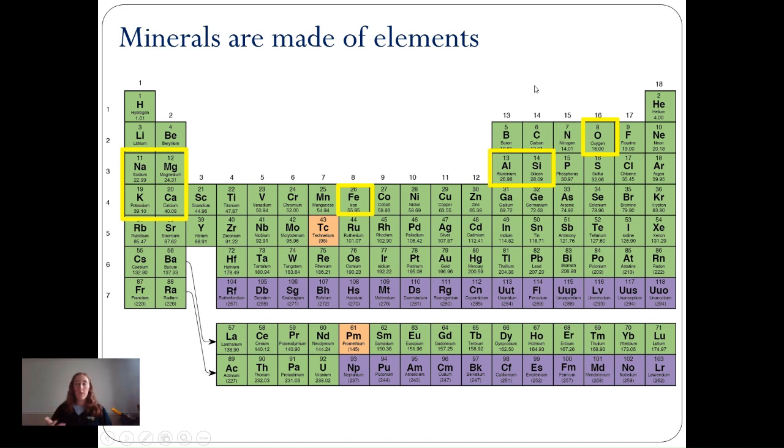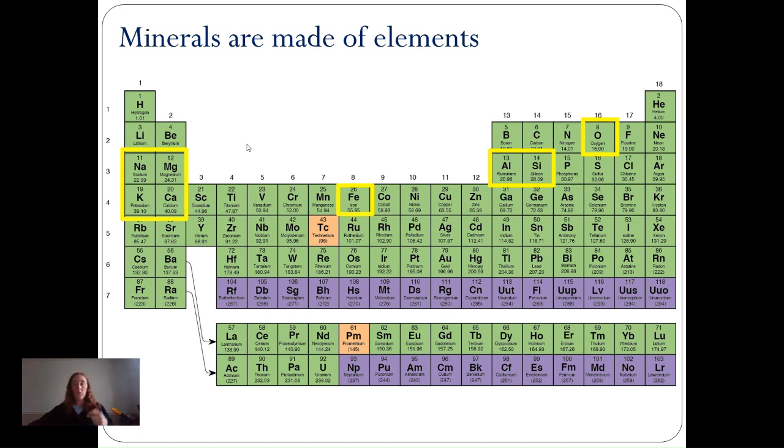Some of the most common minerals on Earth's surface, like quartz, for example, are just silicon and oxygen. So that's these elements here, silicon and oxygen. But there's also a bunch of other minerals that will have aluminum, iron, sodium, magnesium, potassium, and calcium in them as well. All of these other elements on the periodic table, assuming it's not a gas, can also be present in rocks to a certain extent, but these are the more common elements found in rocks and minerals. So rocks are made of minerals. Minerals are made of elements.